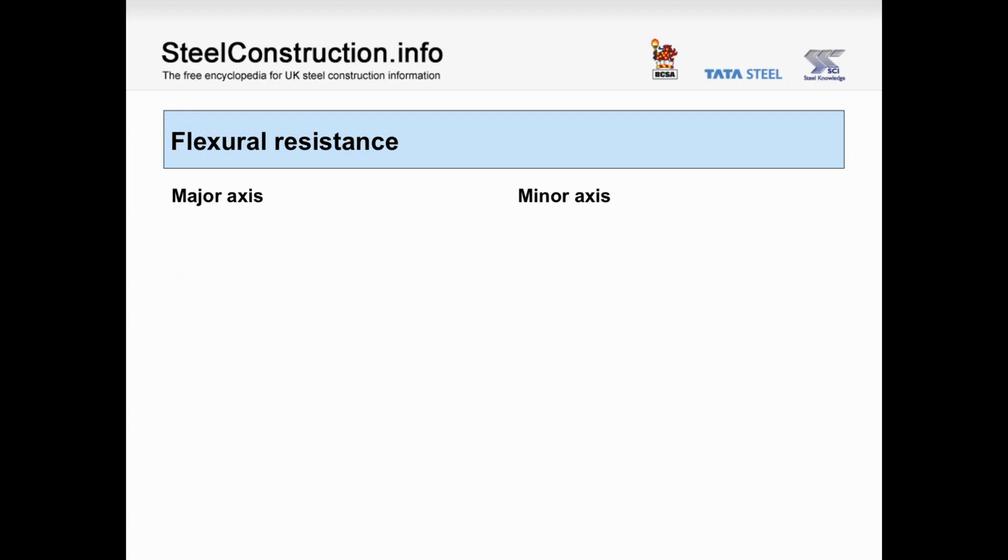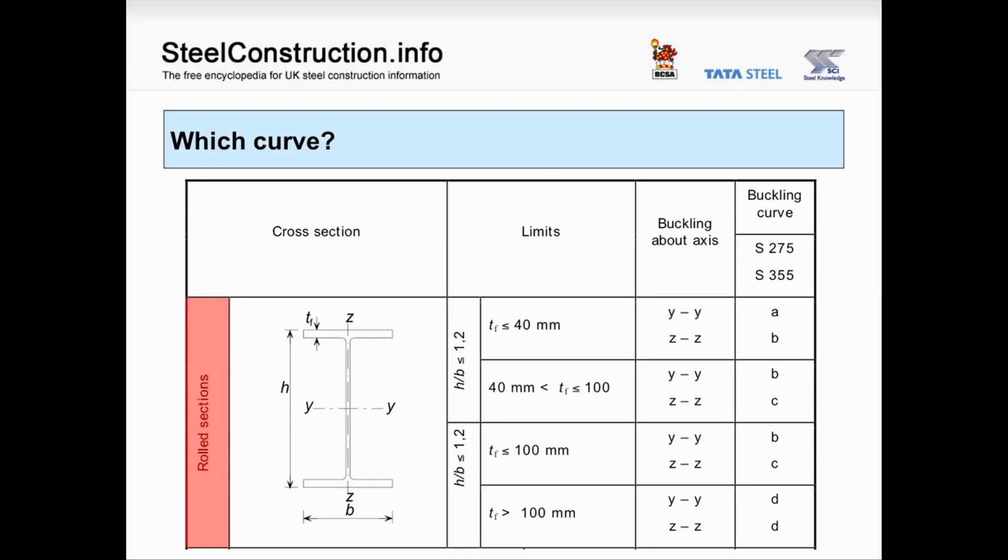So first of all, in the major axis, I'm going to establish the non-dimensional slenderness. So the buckling length divided by the radius of gyration, 56.7. The factor lambda 1 for the grade of steel is 76.4. So lambda bar, the non-dimensional slenderness, is L over i divided by lambda 1, which is 0.74.